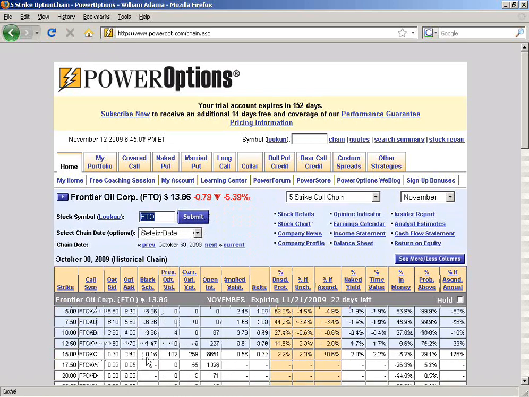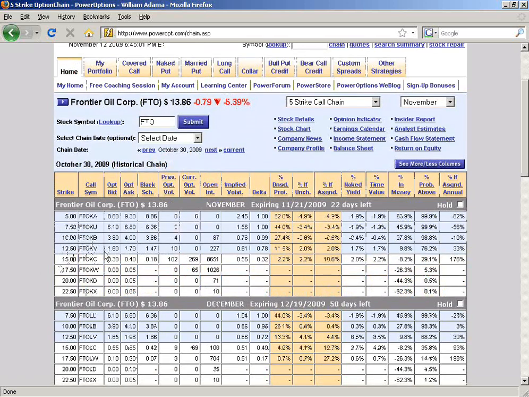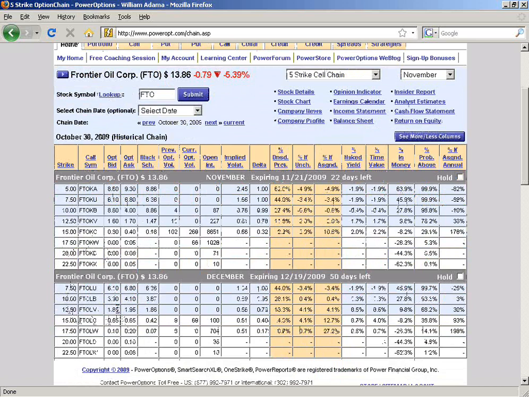Instead of rolling to the same November 12.50, what if we rolled to the same strike in a later month? If we went out to October, we really would have only made... if we rolled out to December, this is the problem I have when I talk about the historical tools. I start talking about months backwards.